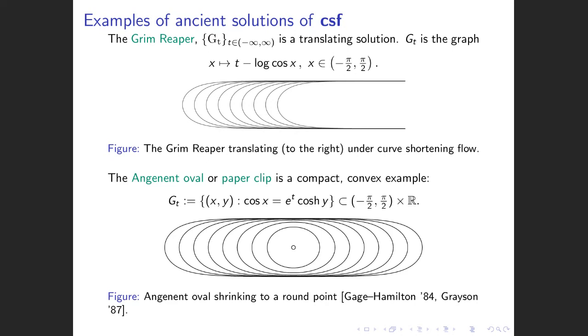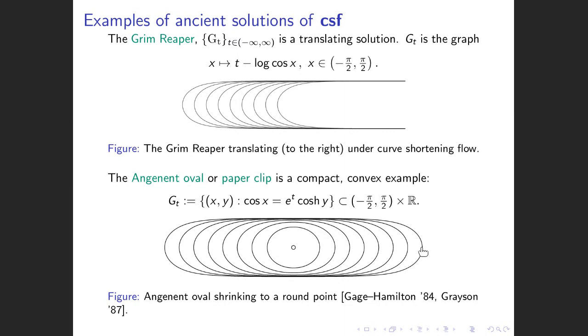A compact example of an ancient solution of mean curvature flow is what is known as the Angenent oval, or paper clip. This solution can be described as follows. The t slice, here G_t, is given by this equation: cosine x equals e to the t hyperbolic cosine y. Again, this is a solution that lies between two lines of width pi. And as you go to minus infinity, on any compact set, you would see two parallel lines. And in the tip regions here, you will see Grim Reapers forming.